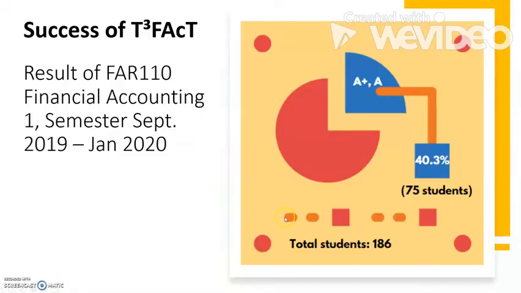Next is the evidence of success of Tic-Tac-Toe. The result from the Financial Accounting 1 subject, FAR 110, semester September 2019 to January 2019, represents that 40.3% of students managed to get A and A plus, which is equivalent to 75 students out of a total of 186 students. So this is a remark on the excellence of the application of this Tic-Tac-Toe.